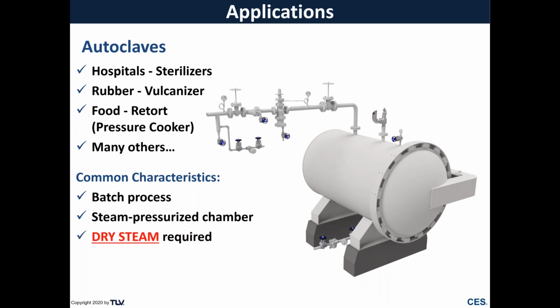In most cases, dry steam is required to avoid condensate droplets from getting on the product and negatively impacting the product quality. Additionally, the chamber is initially filled with a large volume of air, so the air must be purged or vented from the autoclave to allow for an even steam temperature throughout.